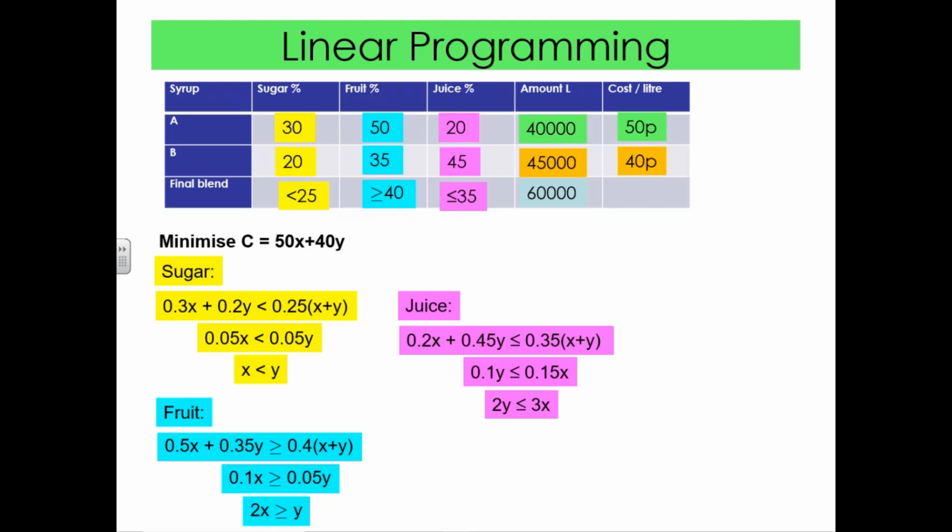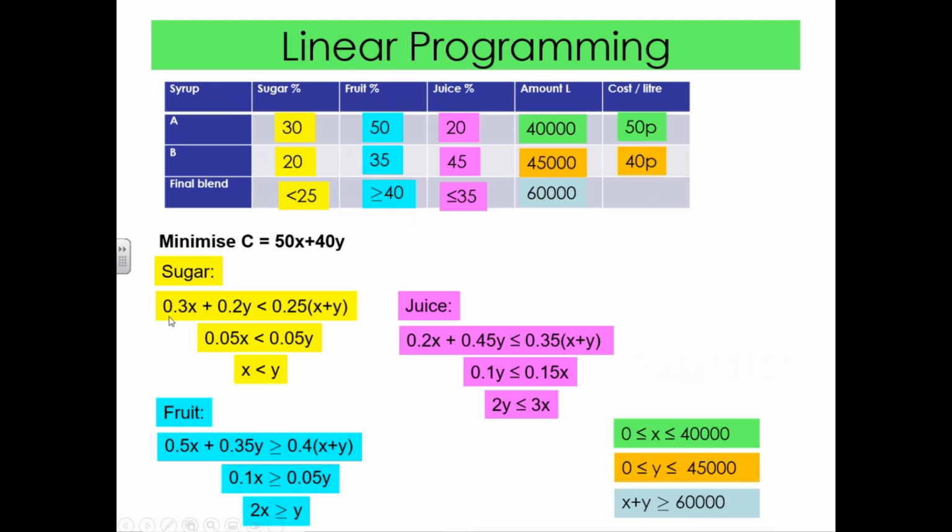We've got some restrictions on the amount that we can make as well. So just looking at x, it has to be less than 40,000, and you can include the non-negativity in there as well, so it has to be bigger than or equal to 0. Then for y, that has to be less than 45,000 and bigger than or equal to 0. And for the final blend, we know x plus y, the total number of liters that we use, has to be greater than or equal to 60,000.